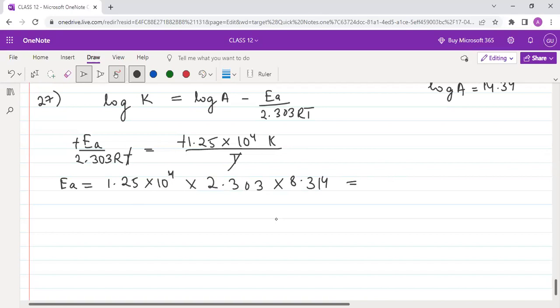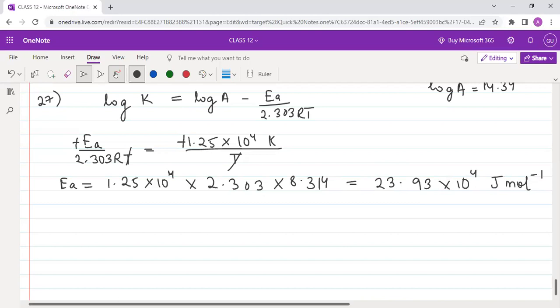Is it 103.92 into 2.303? No, that's not correct. It is 1.25 into 2.303 into 8.314, which is 23.93 into 10 to the power 4 joule per mole. So this is your activation energy.